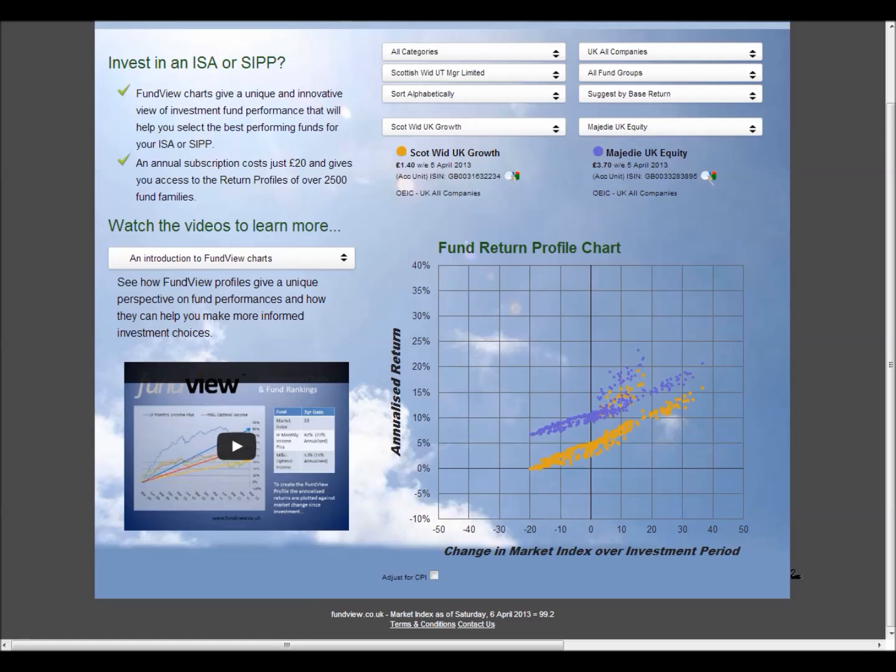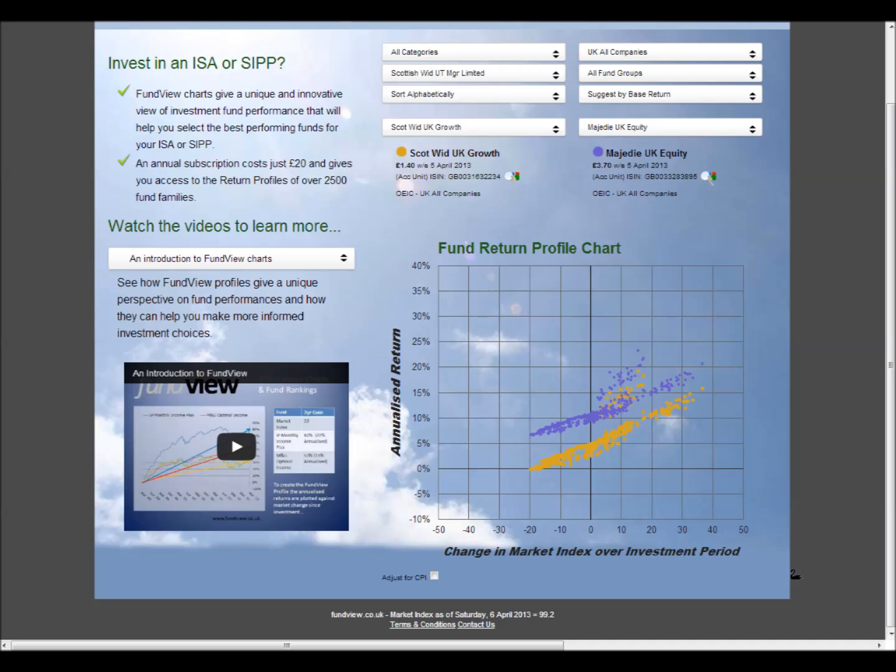This fund's profile shows the same high degree of consistency, a similar sensitivity to market changes indicated by the slope of the points, but with significantly better returns. In fact, the returns have been better than the Scottish Widows Fund by around 6% in all market conditions. That equates to an annual saving of £700 on the investment of just 1 year's ISA allowance.